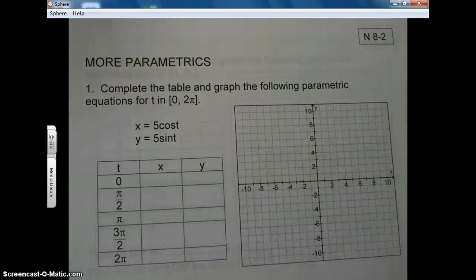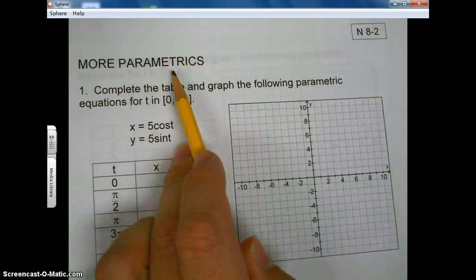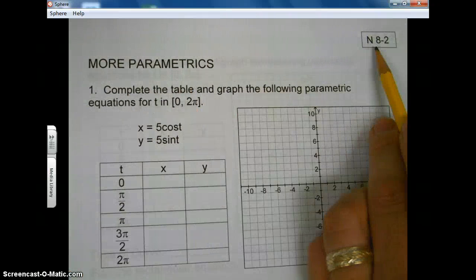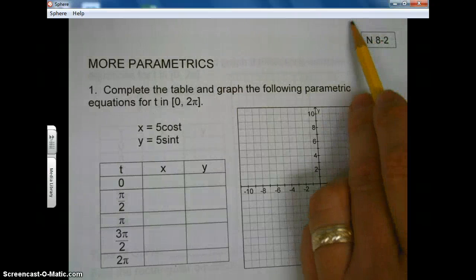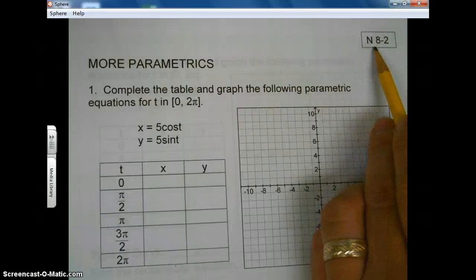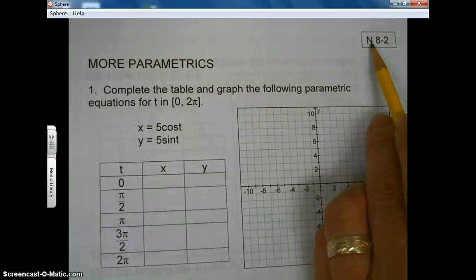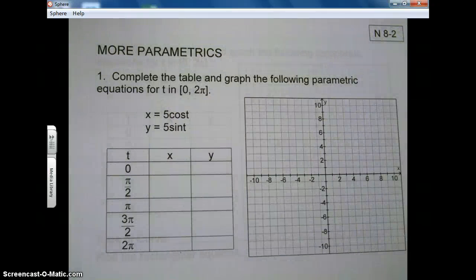Okay, so this video is entitled More Parametrics. Up here, notice the N. That means these are the notes. If there's an A here, that means it's the assignment. The way I copied them is the notes are first in your packet and then the assignment.